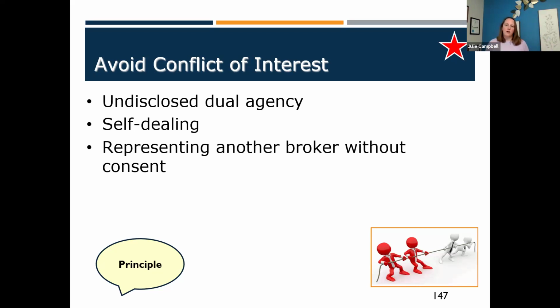Representing another broker or firm without consent. A full broker can be affiliated with two firms at the same time, as long as you have both firms' permission. Both brokers, both firms have to know. So let's say, I don't know what y'all's retirement plan looks like, but mine's probably a condo at the beach somewhere with my toes in the sand, living my days out with my toes in the sand.